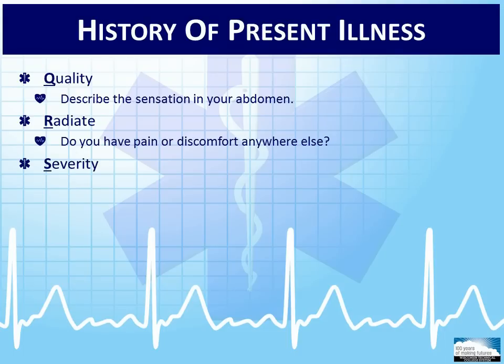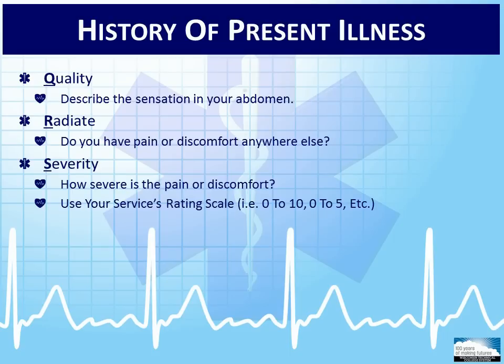S is for severity. Ask the patient to rate his or her pain on a scale of 0 to 10, with 0 being no pain and 10 being the worst pain he or she has ever felt. Some services prefer to use a scale of 0 to 5, or 1 to 10, or 1 to 5. Use whatever scale is prescribed by your local protocols. Also be sure to be consistent when choosing a scale, as it will be important to ensure the same scale is being used throughout the transport.